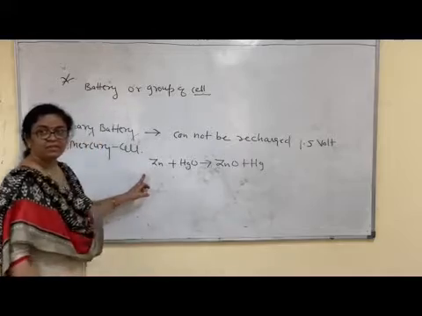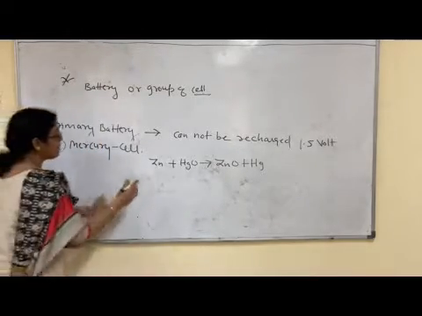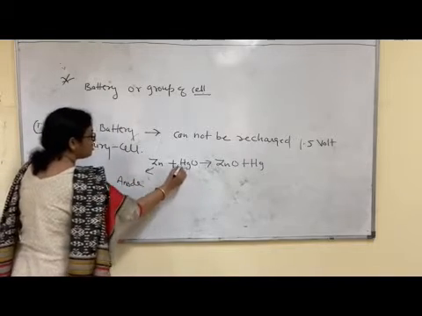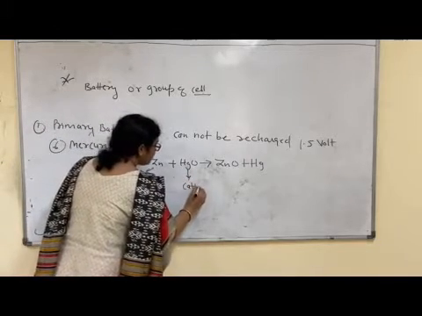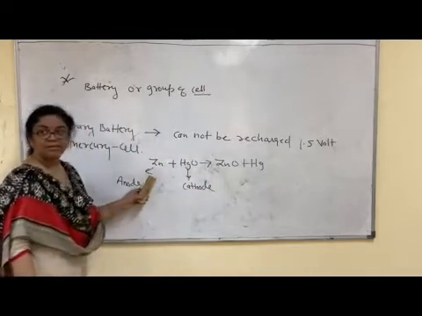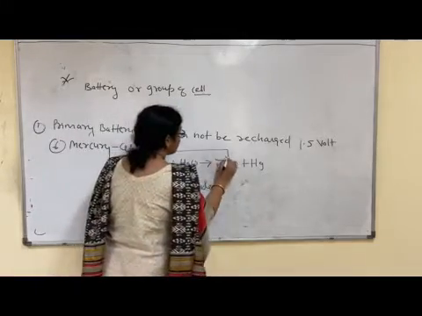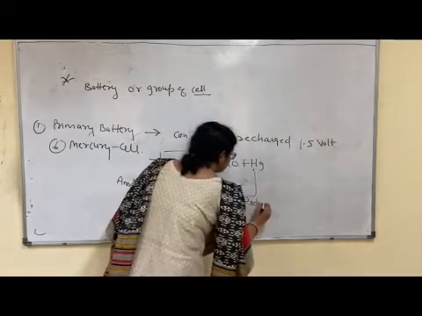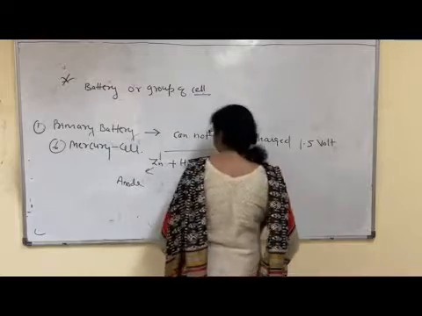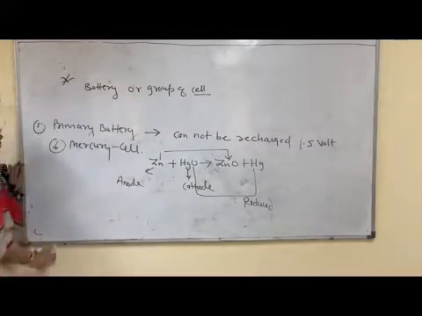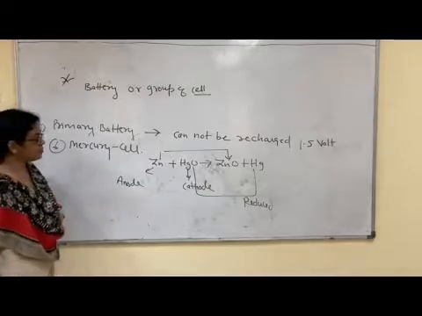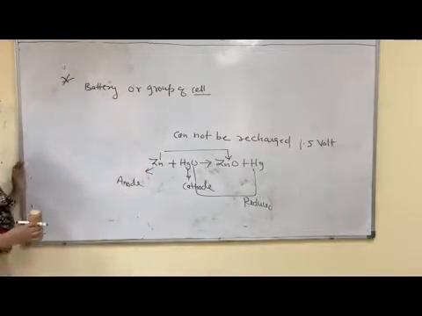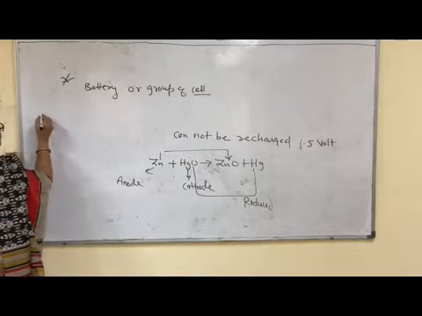This is the net reaction in the mercury cell. Here the anode is made by zinc-mercury amalgam, and the cathode by mercury oxide. And what happens? Zinc metal is oxidized into zinc oxide, and mercury oxide is reduced. Now the second type of battery is the secondary cell or secondary battery.